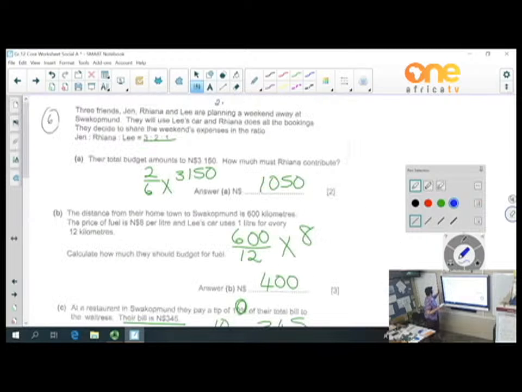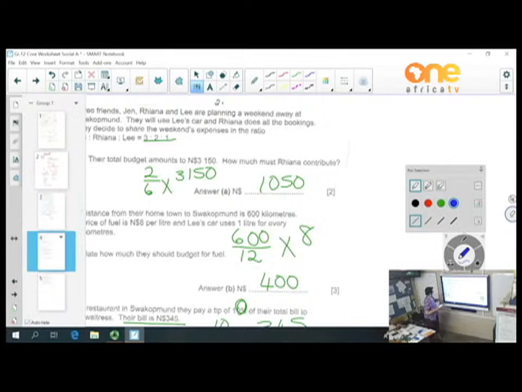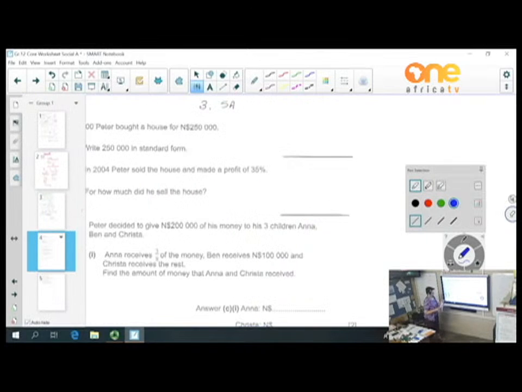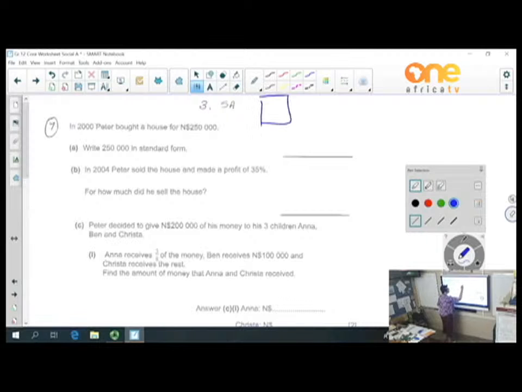Right, let's go to the next page. Question 7. In 2000, Peter bought a house for 250,000. Write this in standard form. Right, Michelle, what is this in standard form? What is standard form? 1 digit times 10 to the power of n. Only 1 digit, only one number. So what would it be? 2.5. That is the 1 digit. 2.5 times 10 to the power of 5.